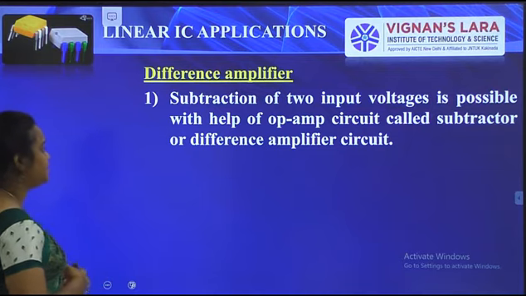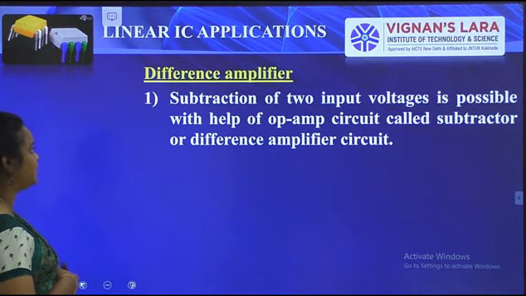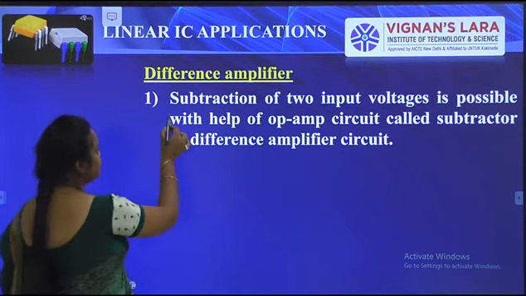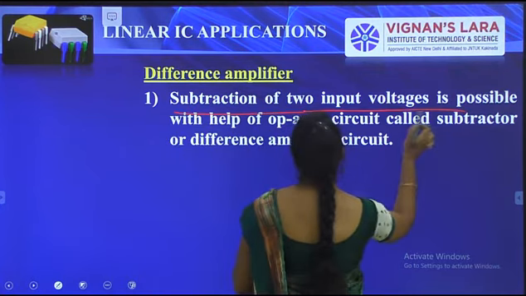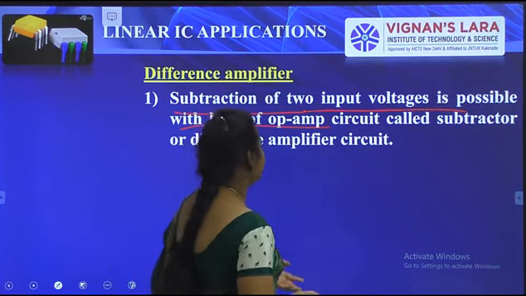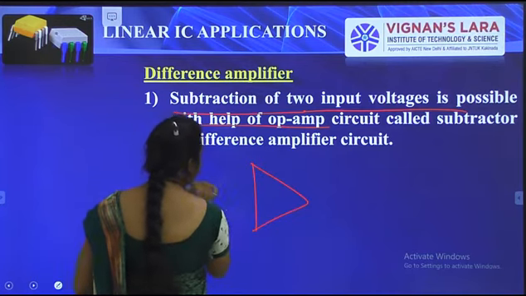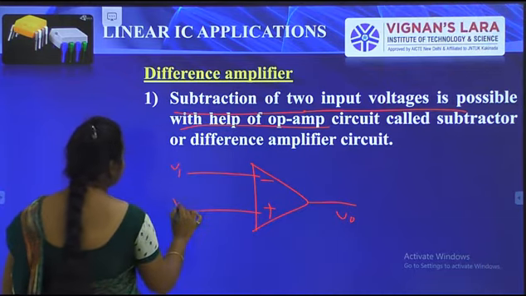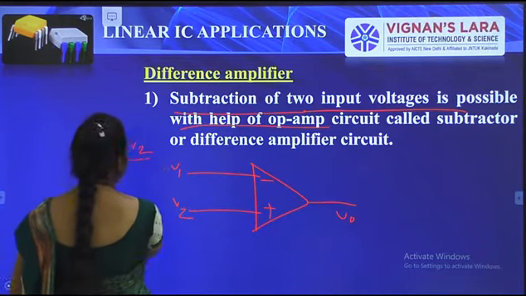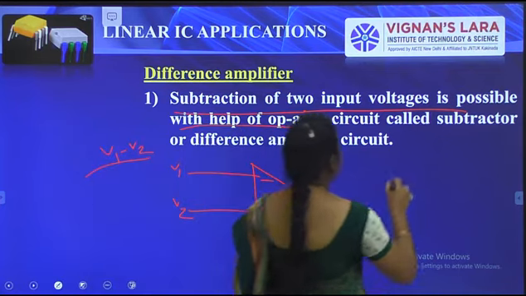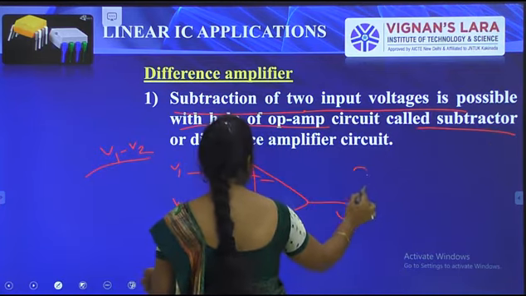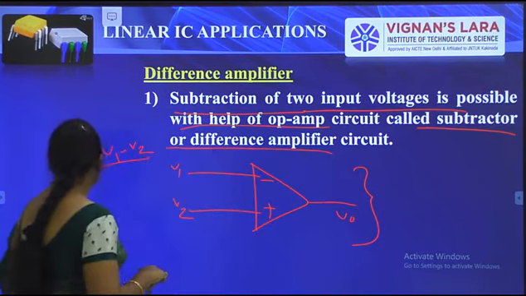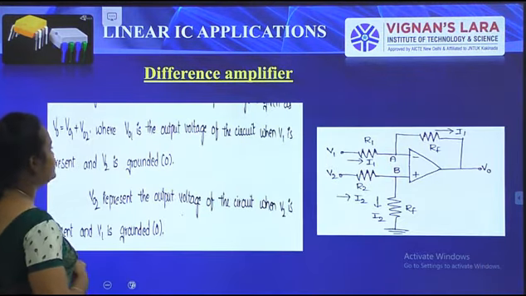Next topic is difference amplifier. It is another topic in the third unit. A difference amplifier means subtraction of two input voltages is possible with the help of an op-amp. That means here we have applied two input voltages, at the inverting and non-inverting terminals, and at the output we get the subtraction of these two, V1 minus V2. This circuit is called a subtractor or difference amplifier circuit. So here we have the difference amplifier circuit.